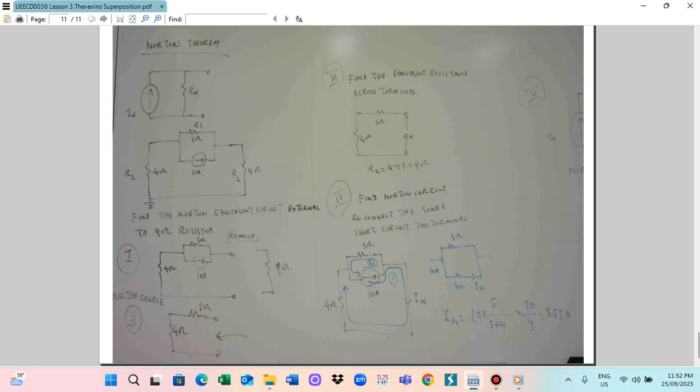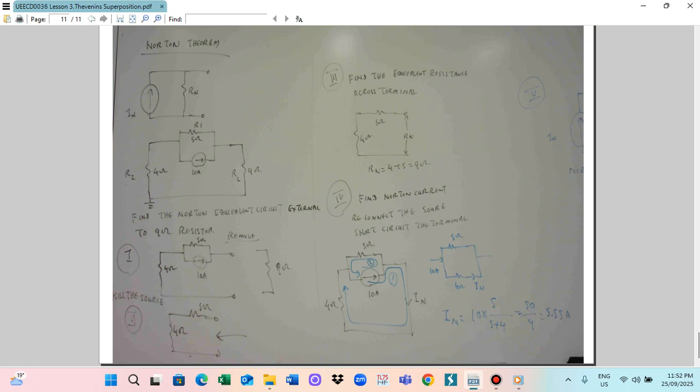So then reconnect the source means the 10 ampere source we reconnect. So this is the 10 ampere source reconnected. That's why it's in parallel with the 5 ohm resistor. And similarly, the 4 ohm resistor here, and this terminal is short circuited. So this is the Norton current we got. How is the 10 ampere current flowing? The current will flow in two directions. The current may go this way, or go this way.